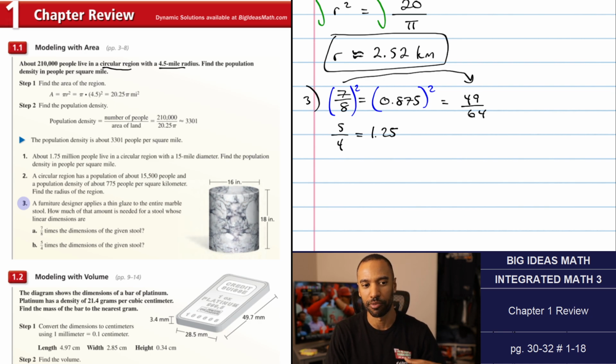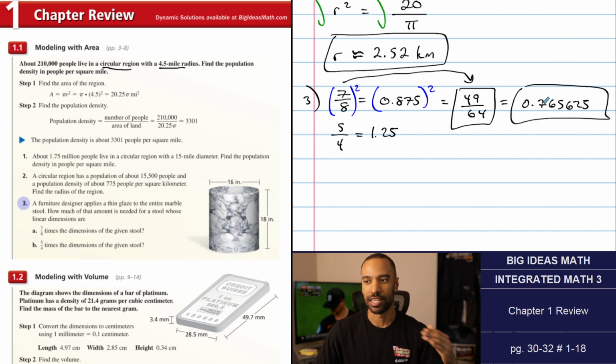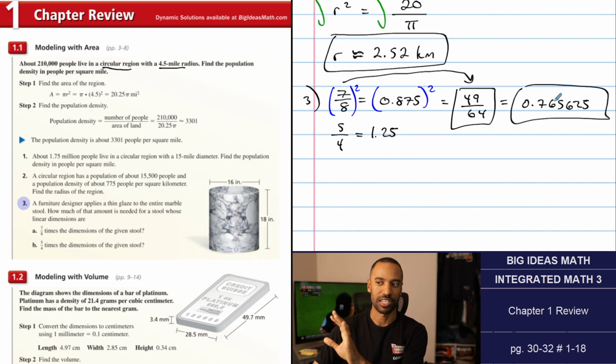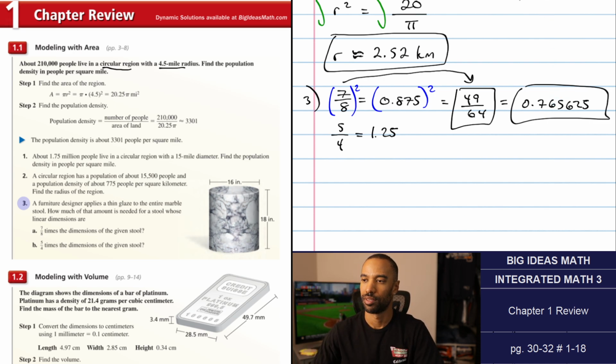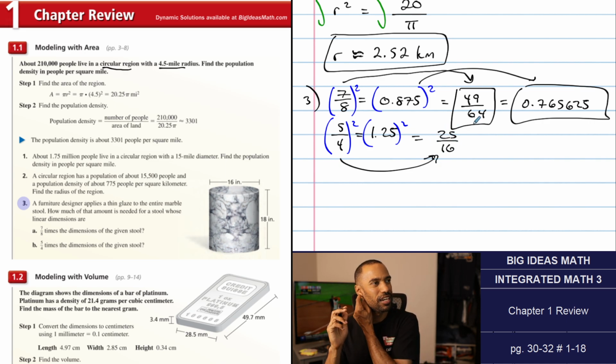So I'm giving you the answer before giving you the extra work I'm going to do. 49 over 64 is 0.765625. Around 76, 77% of the glaze is needed for 7/8 times that amount. This one, 5/4 squared, or 1.25 squared. Let's see. 5/4 squared is 25/16.